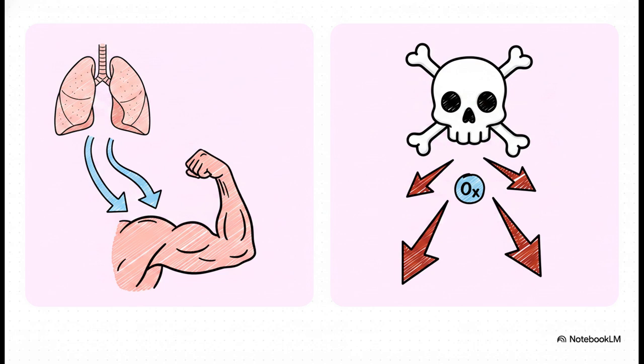But on the death side, hemoglobin also binds with carbon monoxide molecules. And because carbon monoxide binds so much more strongly, it actually outcompetes the oxygen, shifting the balance entirely and creating a highly dangerous toxic equilibrium state that starves your cells of oxygen.